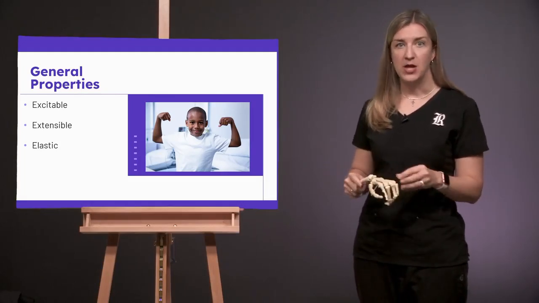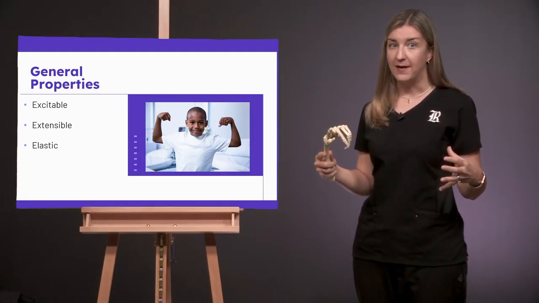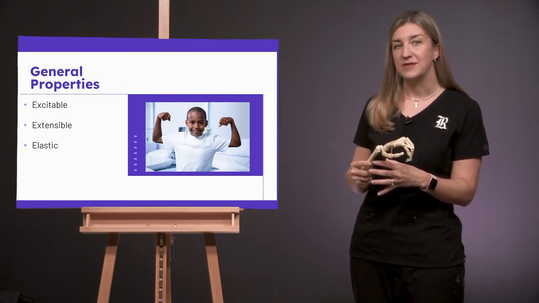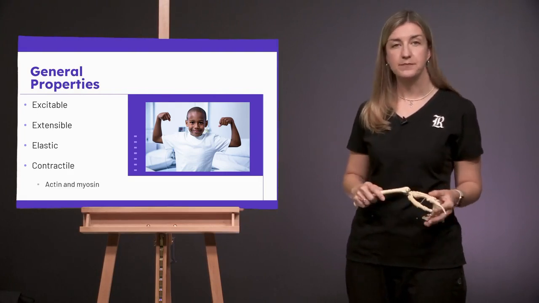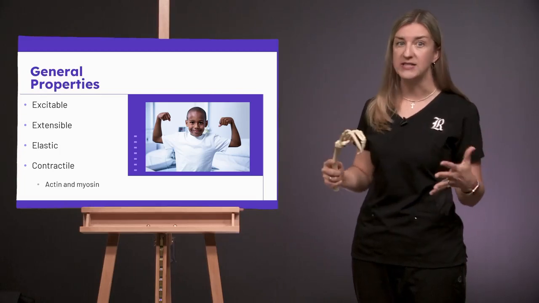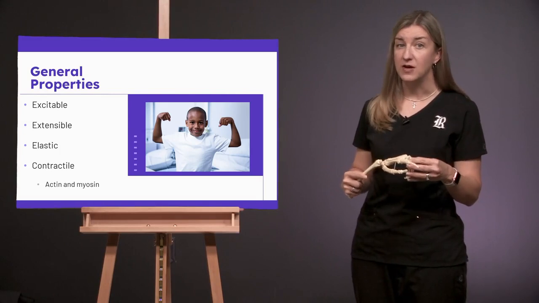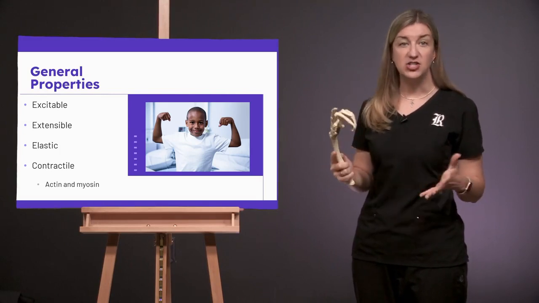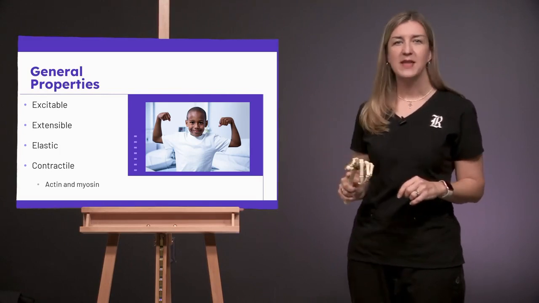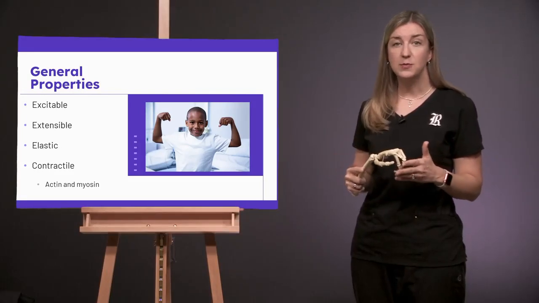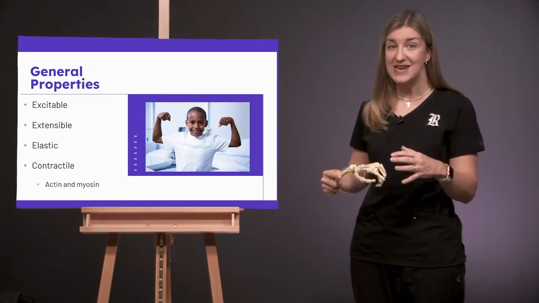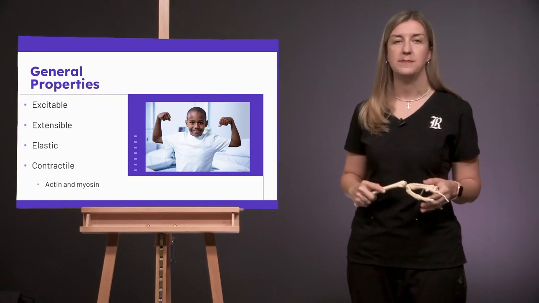Kind of like a balloon. You can stretch it out by filling it with air, but it will return to its original shape and size once you let the air out. Finally, muscles are contractile. This means that muscles can contract and shorten while generating force. This force is often used to generate movement, but not always. The shortening occurs when a special protein called myosin pulls on another special protein called actin.